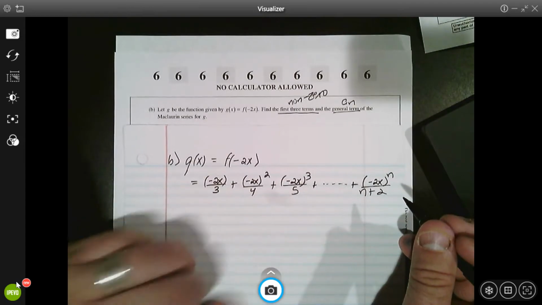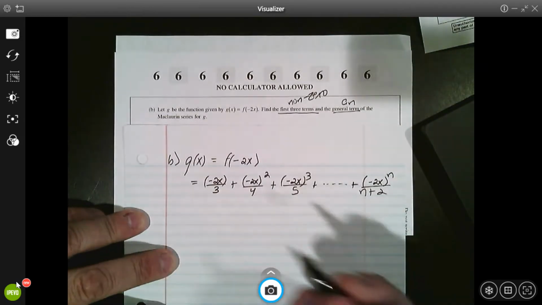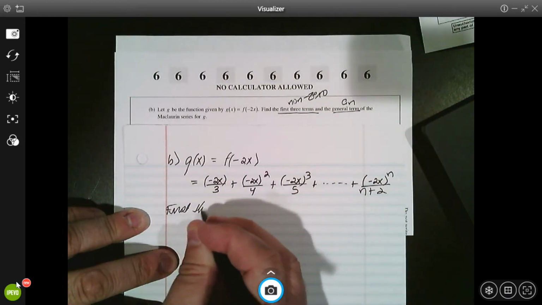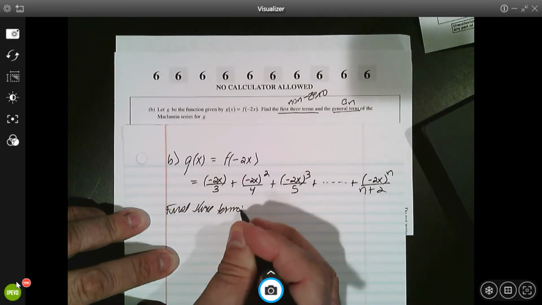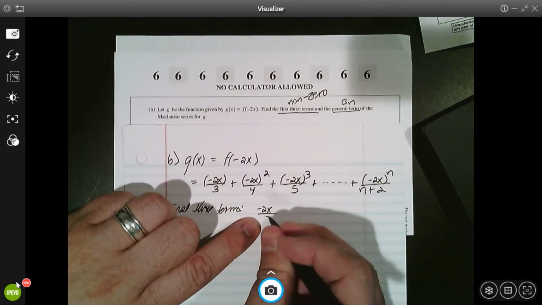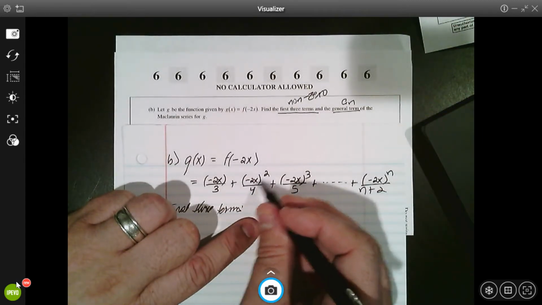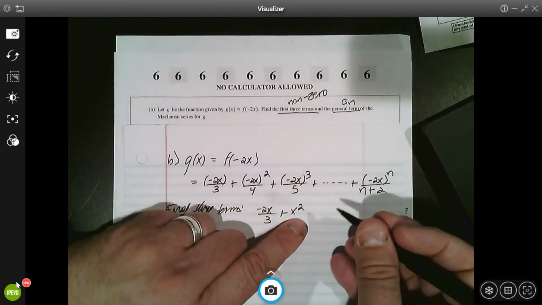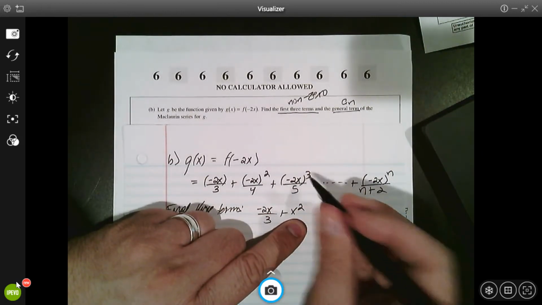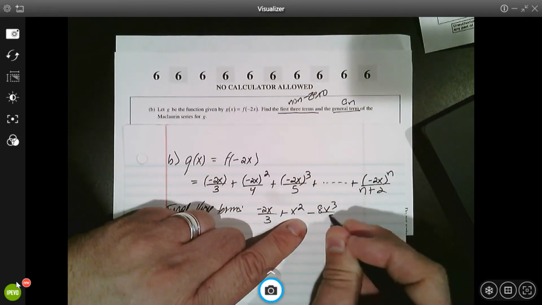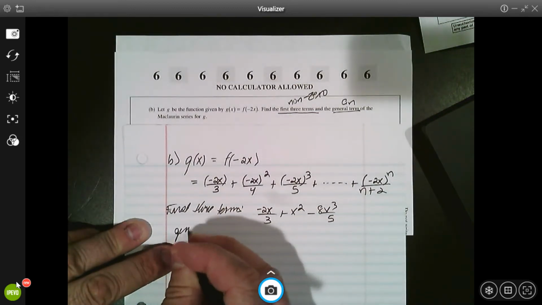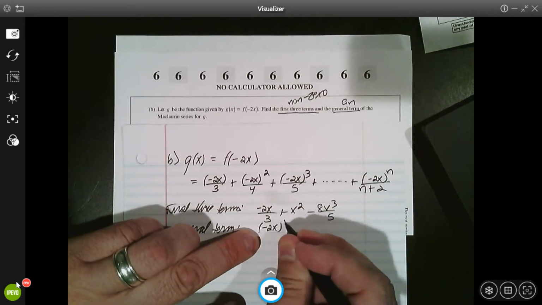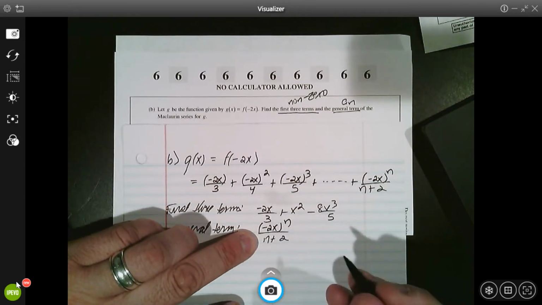There you go. When I'm looking at the College Board scoring rubric, they actually list it out and they say first 3 terms. Well, what are the first 3 terms? -2x over 3. (-2x) squared, what is that? That's going to be 4x squared divided by 4, that's going to be x squared. (-2x) cubed is going to be -8x cubed over 5. Your general term is (-2x) to the n over n plus 2.